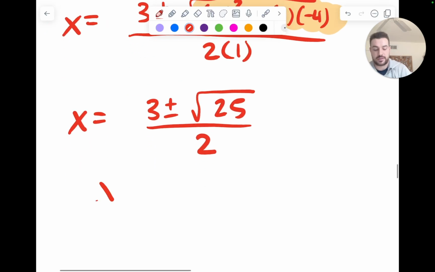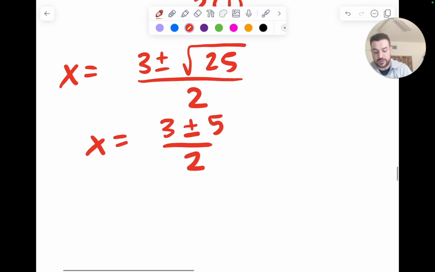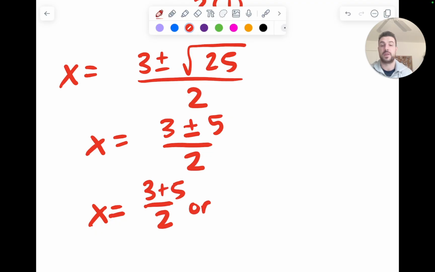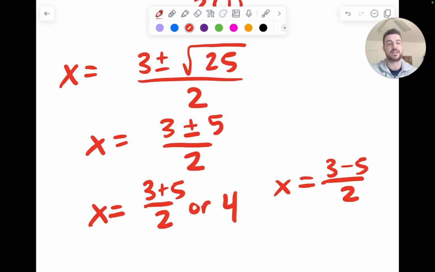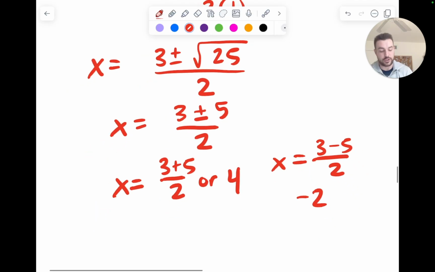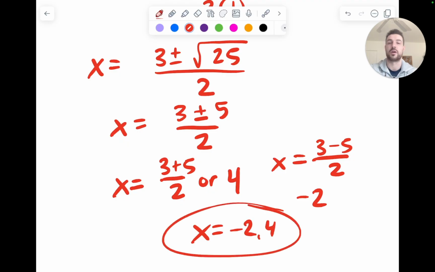Now, x equals 3 plus or minus, well, the square root of 25 is 5, over 2. So our solutions are going to be 3 plus 5 over 2, or 3 plus 5 is 8, over 2 is 4. And then x equals 3 minus 5 over 2. Well, 3 minus 5 is negative 2. Negative 2 over 2 is negative 1. So our solutions are x equals negative 2 and 4.